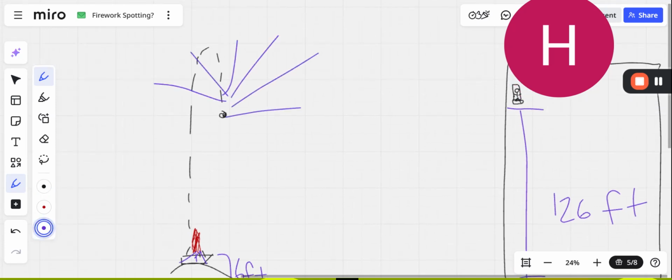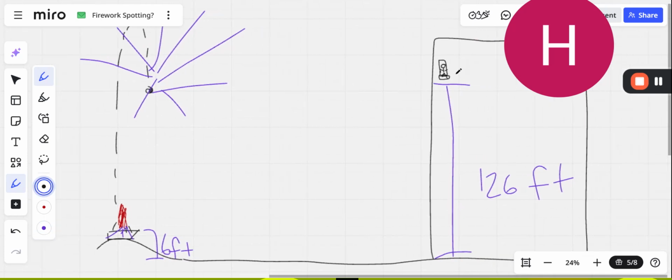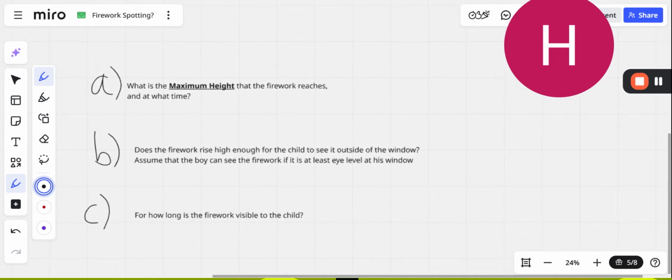Some crazy fireworks. Okay, so the question is involving whether or not the kid's going to be able to see the fireworks. He's maybe presumably kind of far away. He's on a very high window here, of 126 feet above the ground. And so here are some of the questions. You can give those a read, try this out.